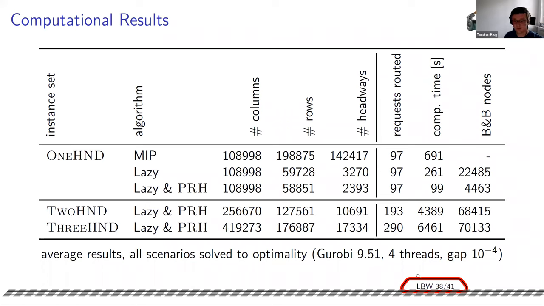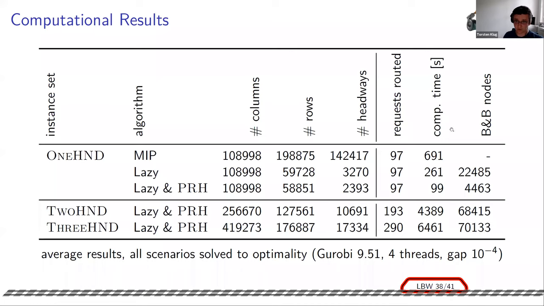9.51 to optimality with the stated gap here. And this will be the number of both in count of the MIP. And here we see the number of headway constraints. We can also see that with this lazy approach, we only need, I think, about 2% of the overall headways to solve this problem to optimality. And with this repair heuristic, it's even less.